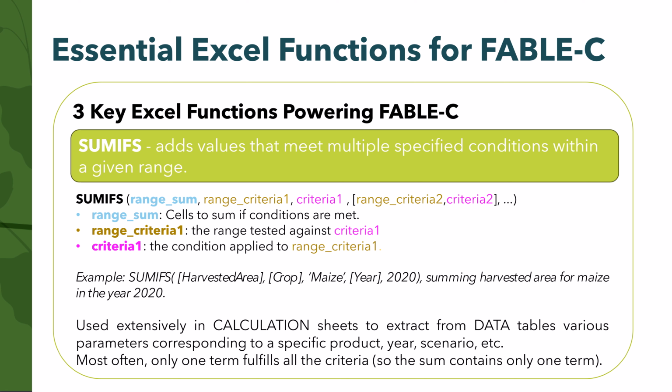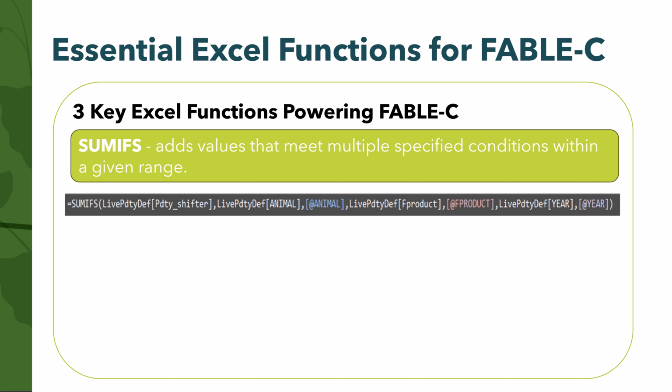In this first example, we want to sum the values in the column harvested area for the values equal to maize in the crop column and the values equal to 2020 in the year column. Clicking on the formula allows us to better understand its components and see what each item corresponds to. This helps in tracking calculations, identifying dependencies, and ensuring the formula is correctly applied.